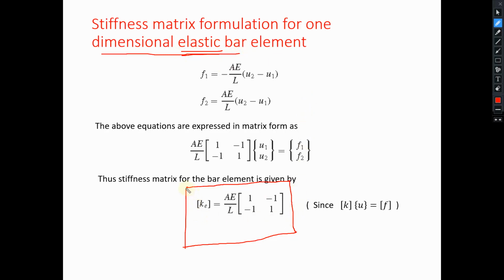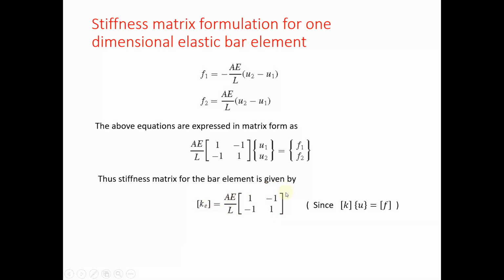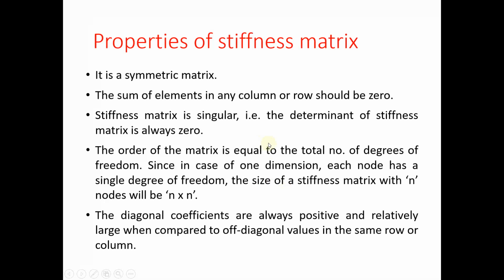അപ്പോൾ stiffness matrix ന്റെ formulation അല്ലെങ്കിൽ അതിന്റെ derivation ഇങ്ങനെയാണ് വരുന്നത്. And this is finally the value of the stiffness matrix. So stiffness matrix ന്റെ ചില properties ഒക്കെ ഉണ്ട്. So we can see what are the properties of stiffness matrix. It is a symmetric matrix. So stiffness matrices എപ്പോഴും ഒരു symmetric matrix ആയിരിക്കും.